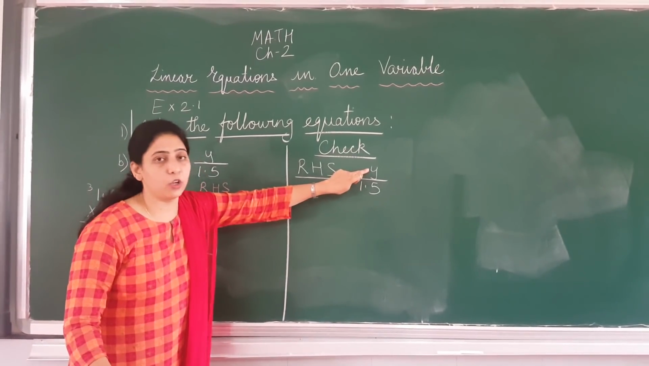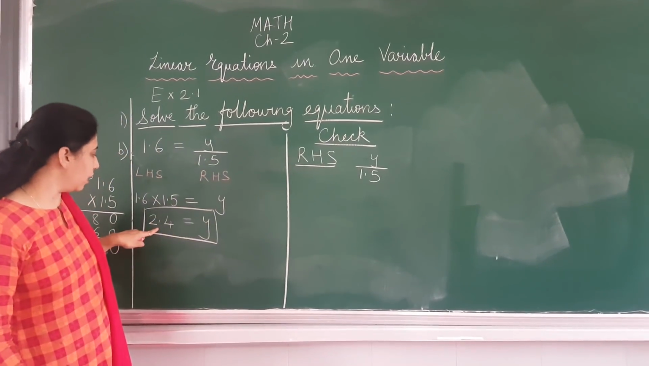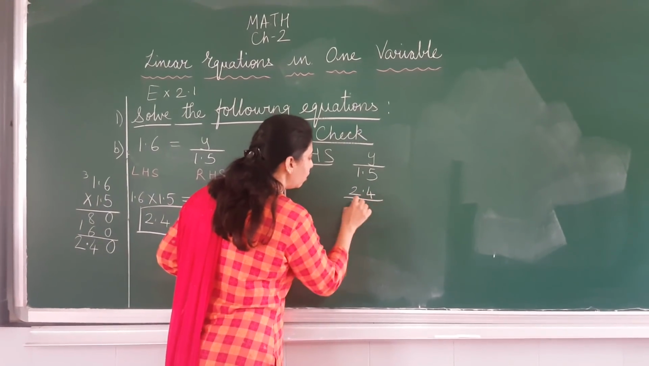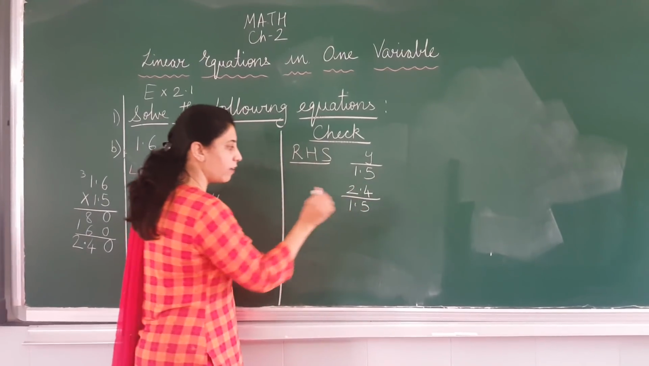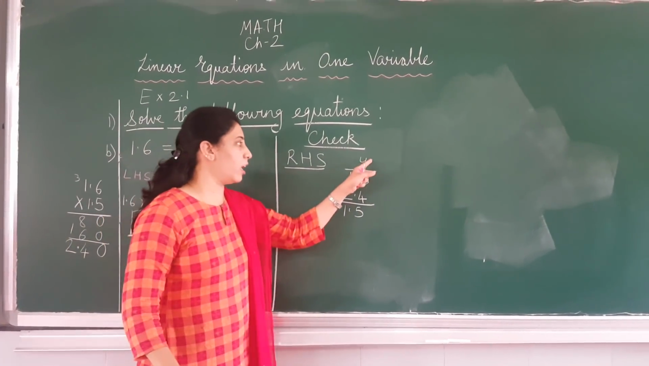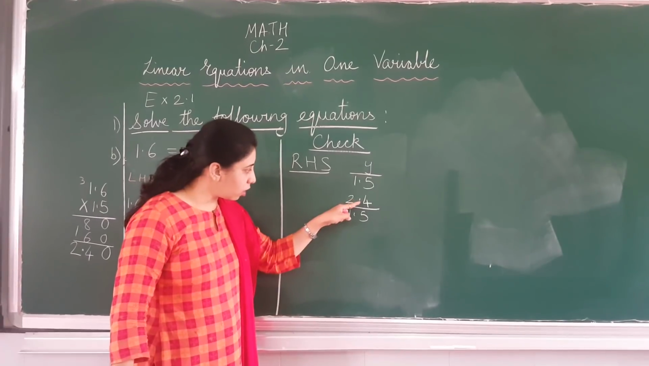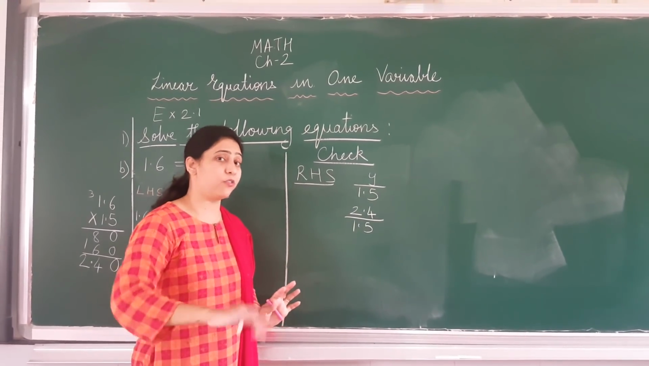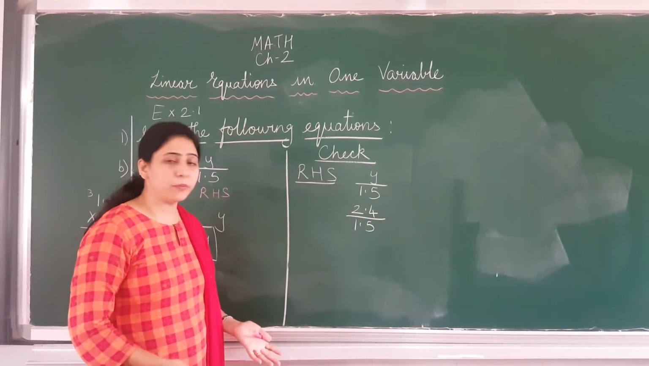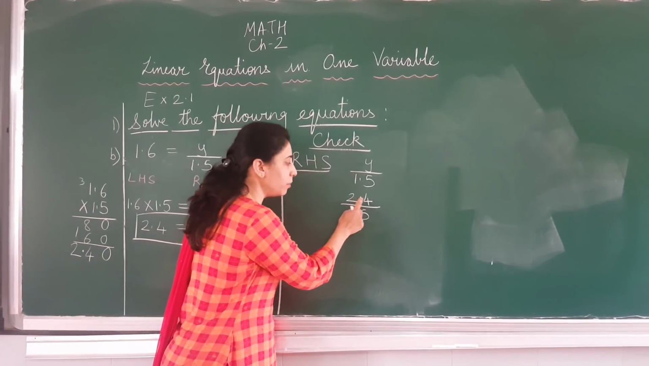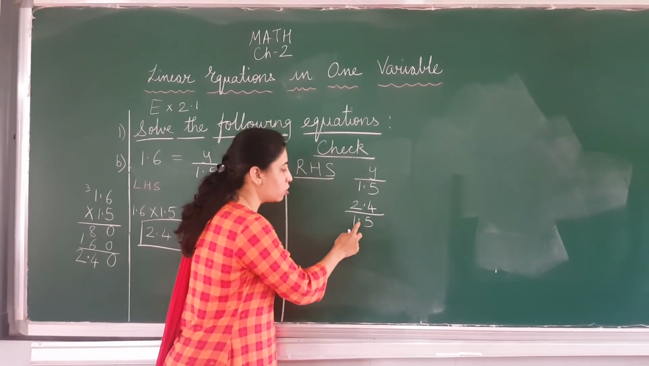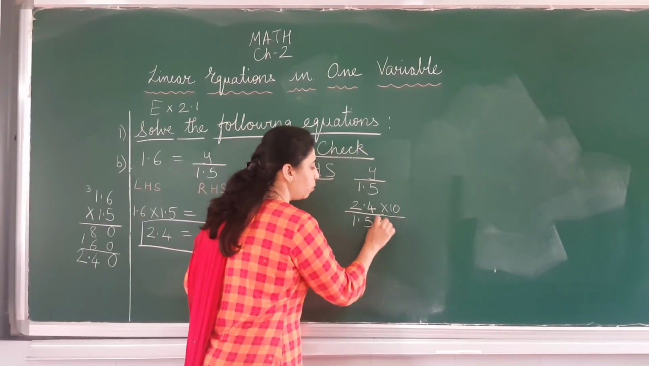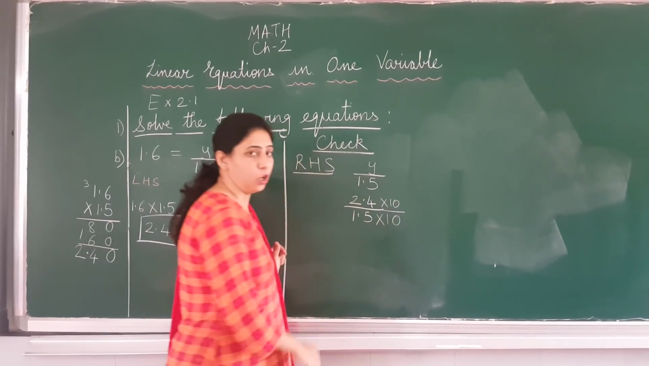Now substitute the value of y. What is the value of y? 2.4. So it is 2.4 upon 1.5. 1.5 is in the denominator and the value of y is 2.4. Now here also a decimal is there, and here also a decimal is there. I don't want the decimal. I have to remove the decimal. So how am I going to remove it? After the decimal, one digit here, and here also one digit. So you are going to multiply by 10 in the numerator as well as in the denominator.